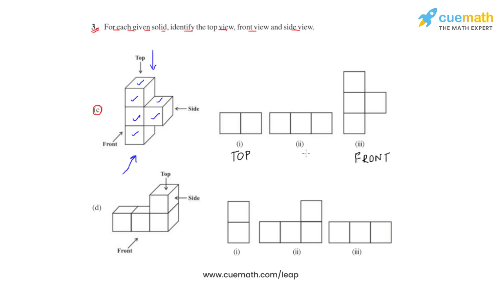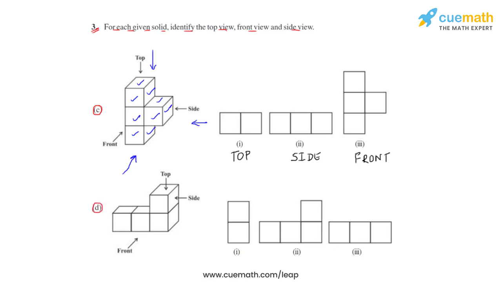And obviously the second figure would give us the side view, as if we view the figure from this side, we'll see that these are the three boxes which will again be visible, hence making the second figure the side view. Moving on to the next figure, which is figure D.